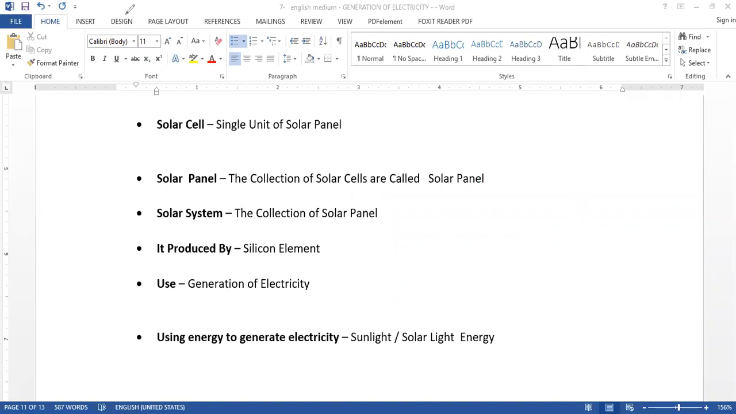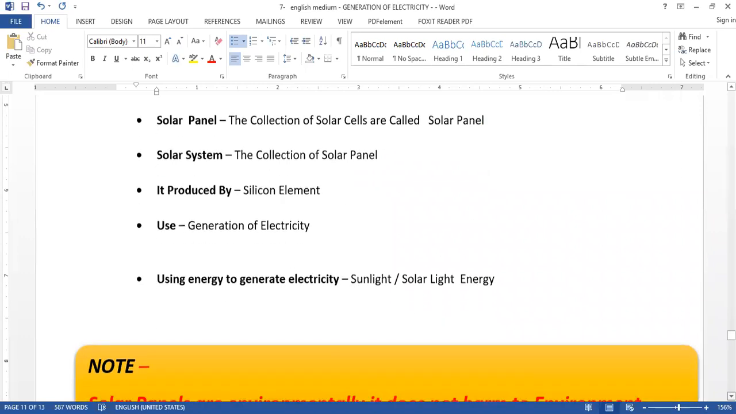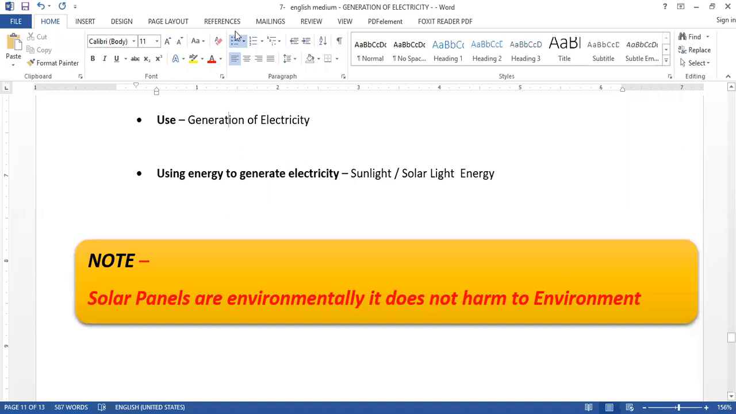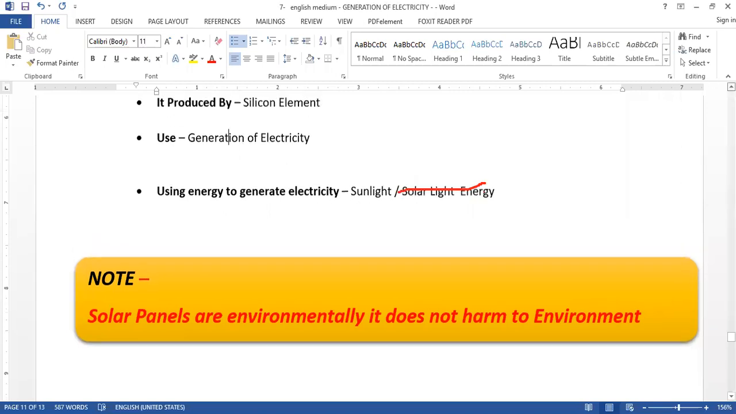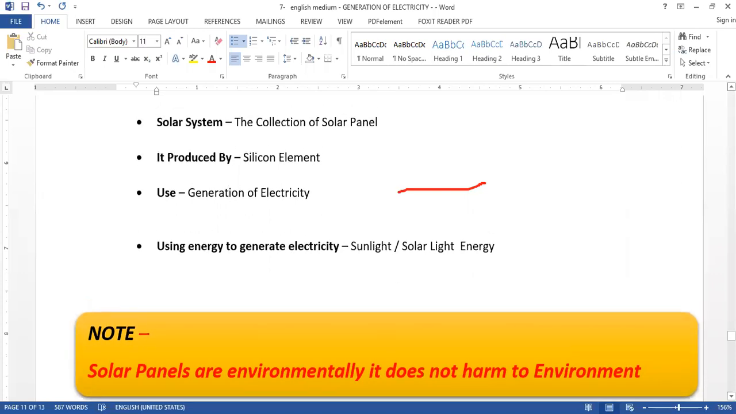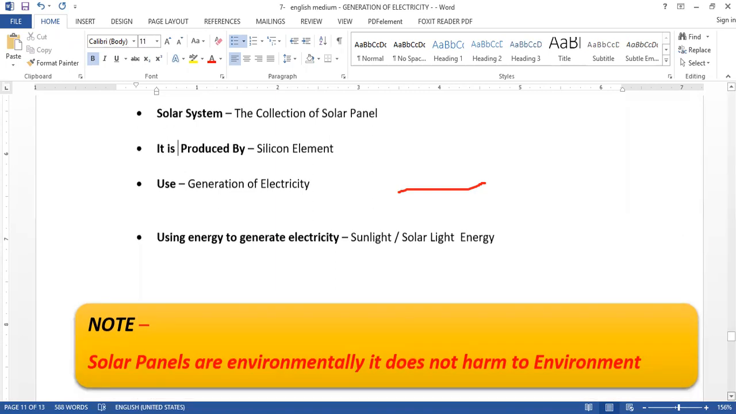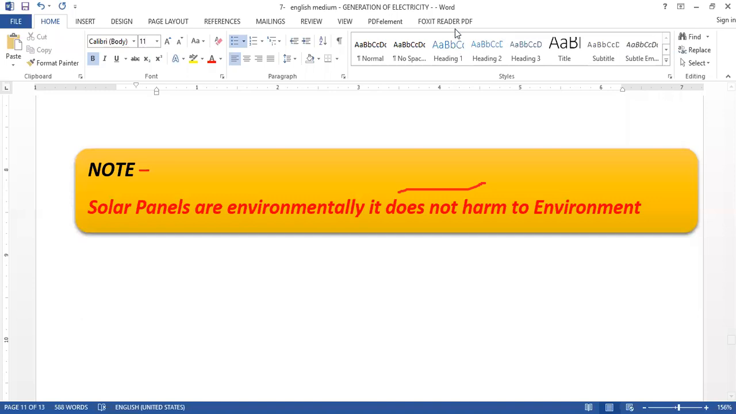Okay. So we remember, solar panel uses what energy? Sunlight energy or solar light energy. Sir, using, it is produced by individual. It is produced. Passive verb, right, okay.